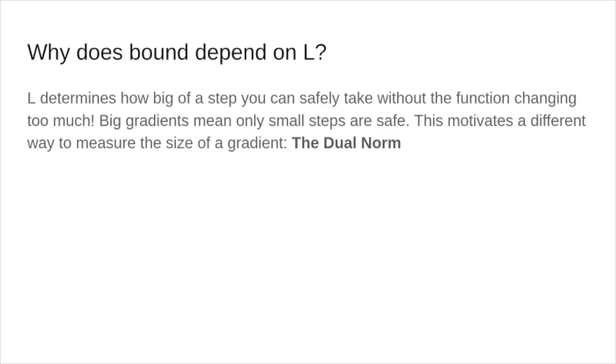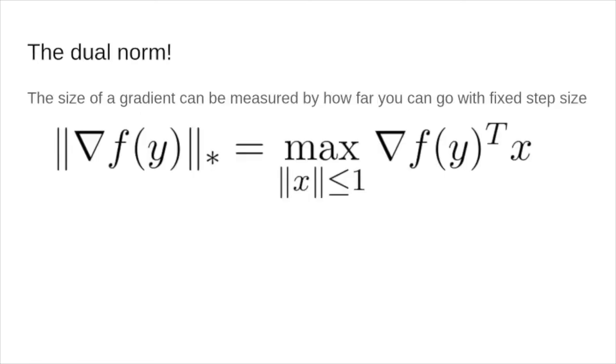So this motivates a different way to measure the size of a gradient, which we call the dual norm. So remember we were saying that a big gradient means that a small step will take you farther. So if we look at it in that way, you can get the size of the gradient by saying, how far can I get? What's the farthest I can get if I take a step of size less than or equal to 1? So that's what this equation is showing. You're saying the max value of, if you choose a vector with size less than or equal to 1, and you go in the direction of the gradient, how far can you get?